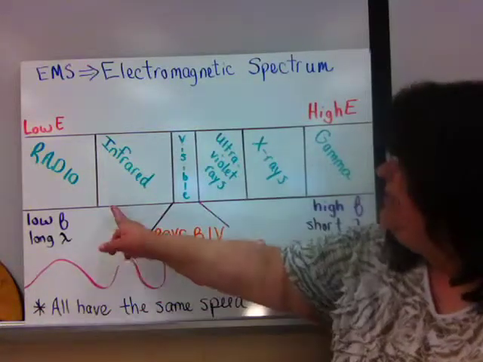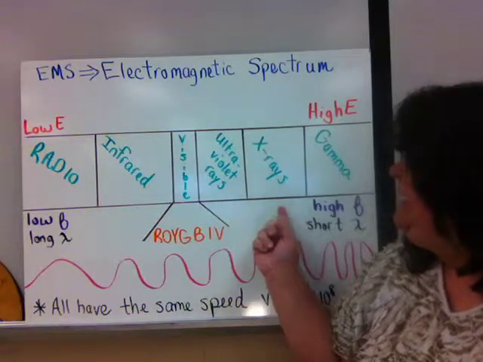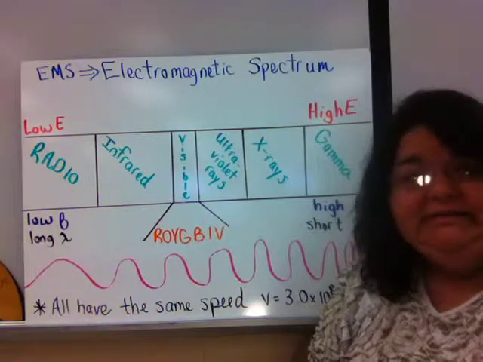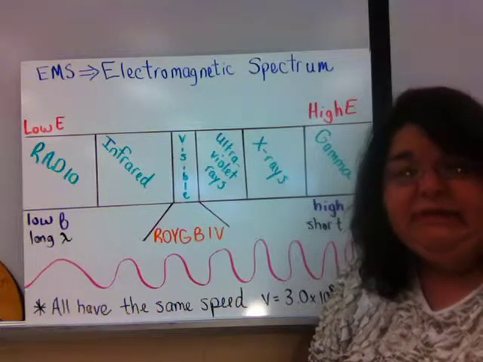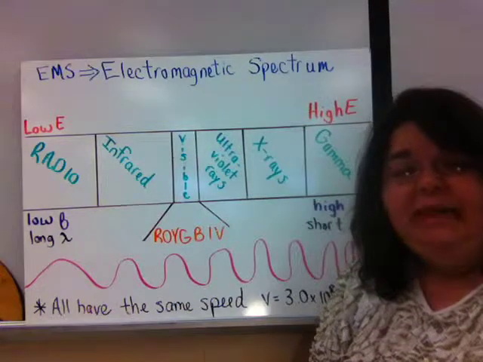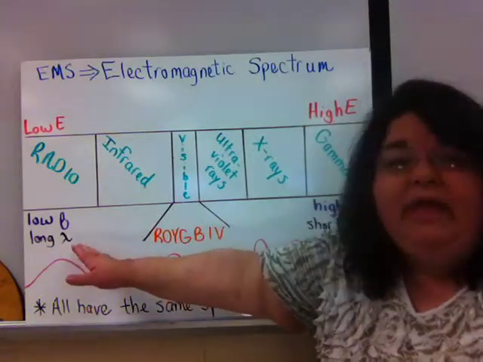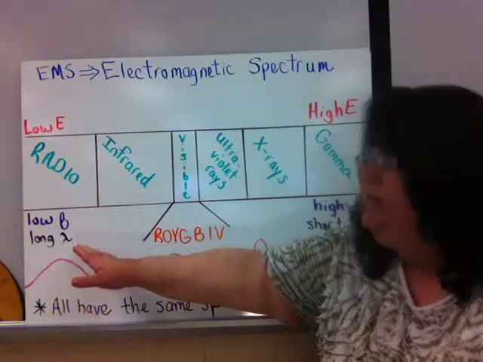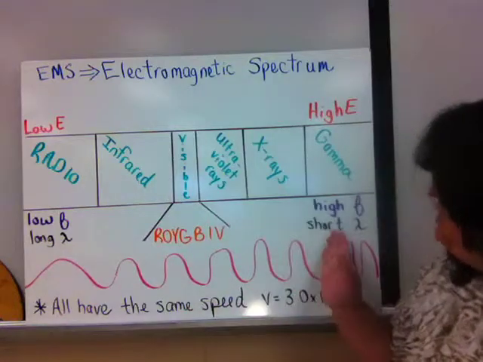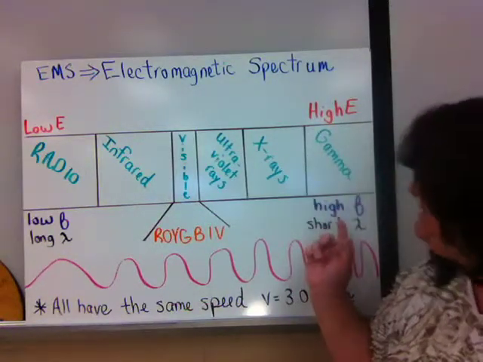We have radio, infrared, visible, ultraviolet, X-ray, and gamma ray. All of these divisions within the spectrum have specific characteristics that make them what they are. In general, you have low energy and low frequency over here with radio waves, and you go to high frequency and high energy with gamma rays.